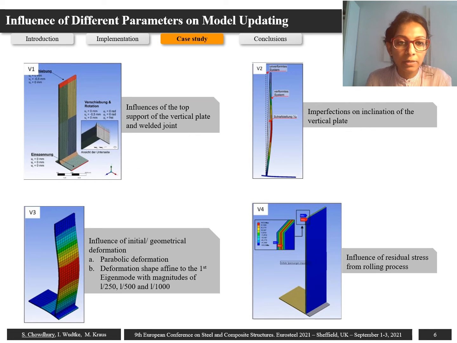After performing the experiments, the numerical model of the system has been built in FEM software, and there we observe the influence of 4 different parameters predominantly. The first one is the influence of the top support of the vertical plate and the welded joint at the bottom. Secondly, we see the imperfections or inclinations of the vertical plate. And thirdly, we see the influence of initial or geometrical deformation. Here we again see the influence of the parabolic deformation, and then the deformation shape assigned to the first eigenmode with 3 different magnitudes of L/250, L/500, and L/1000.